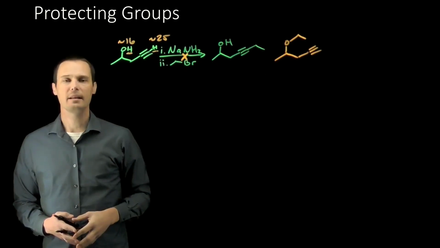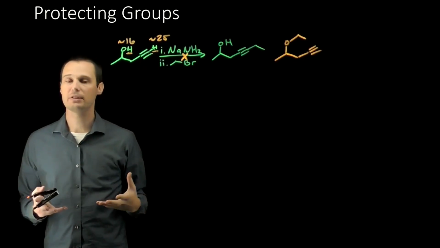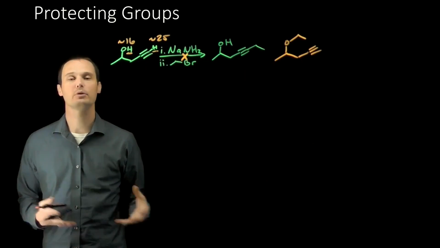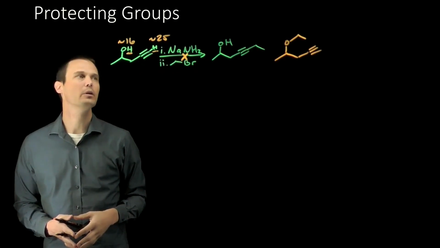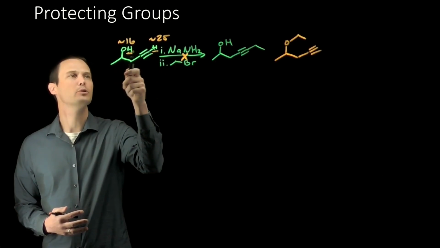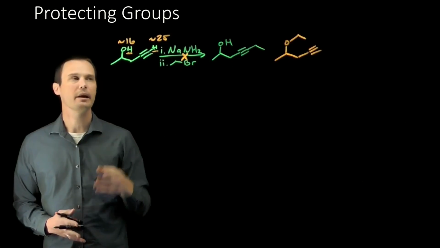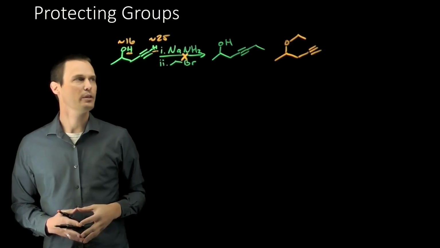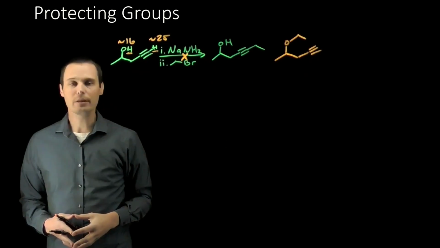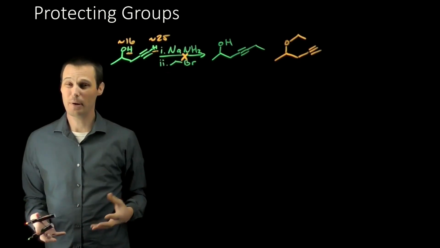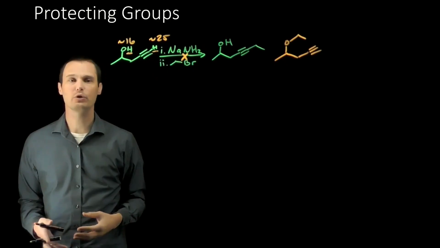When this base gets added then, the base will react with whatever's faster and easier, and the faster, easier thing to remove is the most acidic proton. The most acidic proton is always the most reactive in the molecule. So this base will react with the alcohol proton instead of the alkyne proton. We'll make an O- alkoxide anion. That alkoxide anion will react with the ethyl bromide to form the ether rather than the alkyne addition product. That's really a problem. But we can use this concept of protecting groups to solve that problem.